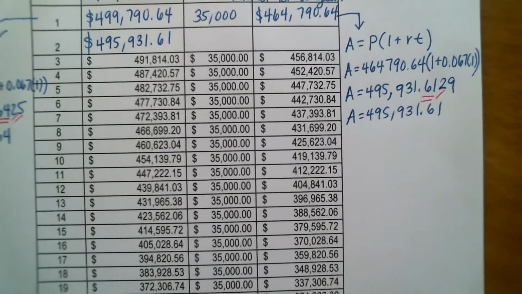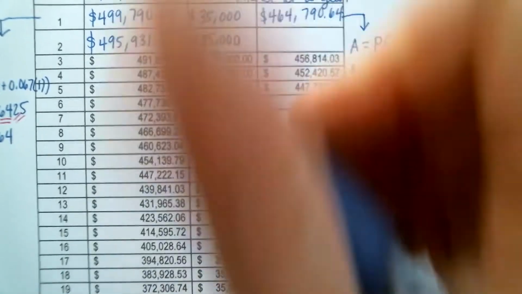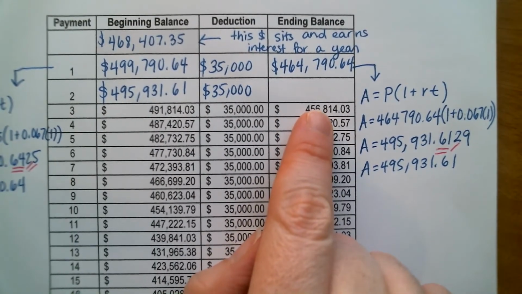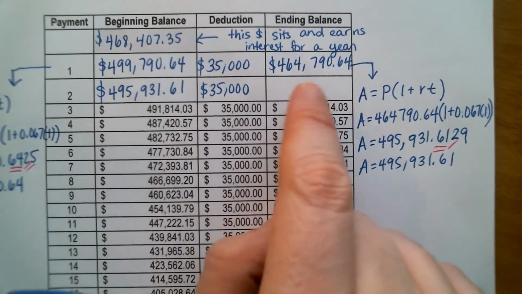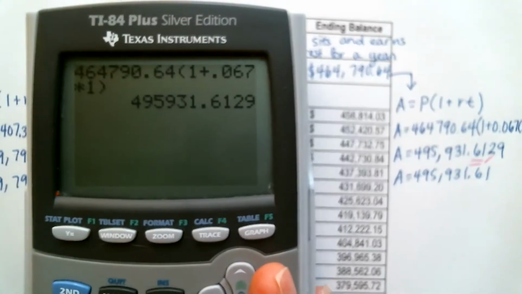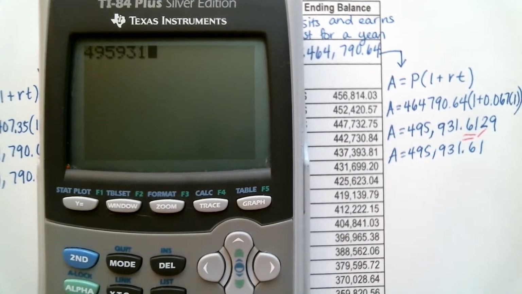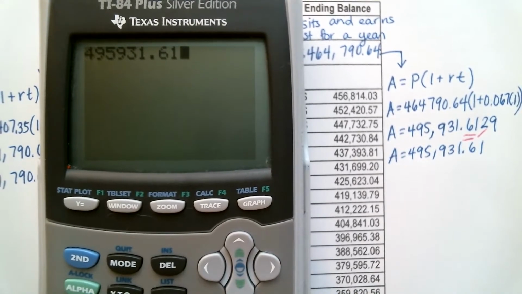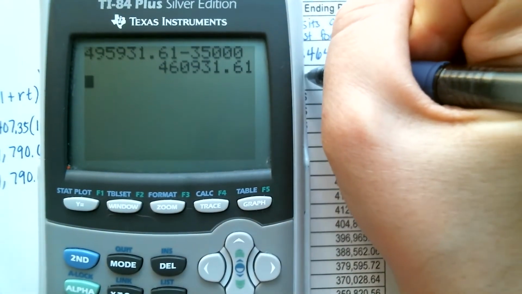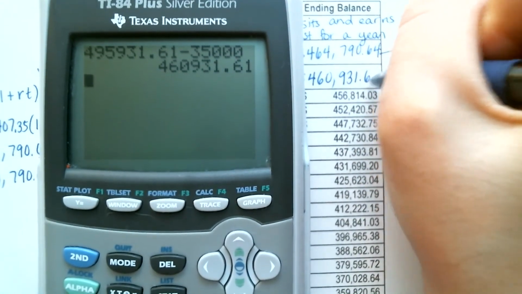Then you make the second payment to the family, so $35,000 gets paid out. After the second payment, you want to calculate the ending balance. You're just going to take what you started with, $495,931.61, and subtract out the second payment of $35,000. So the ending balance there is going to be $460,931.61.